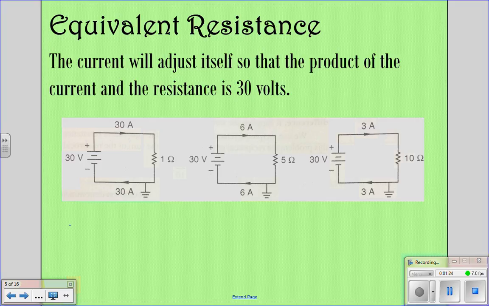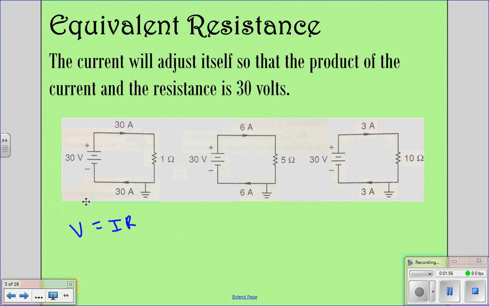Remember that your volts equals the current times the R. So 1 times 30 is 30, 5 times 6 is 30, and then 10 times 3 is 30. So the current is going to adjust itself so that the product of the current and the resistance is 30. We're using that same formula here. So depending on what this is, your current is going to adjust so that when you multiply those, you get your voltage, which is 30.